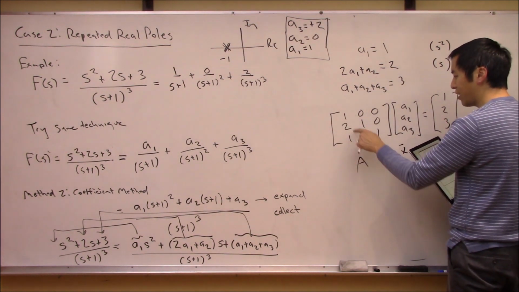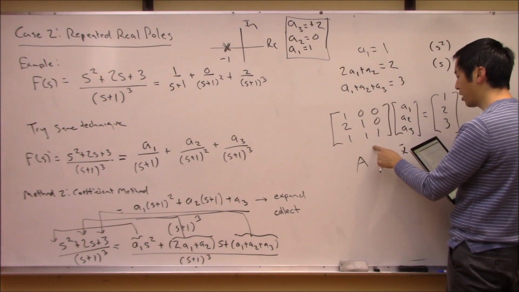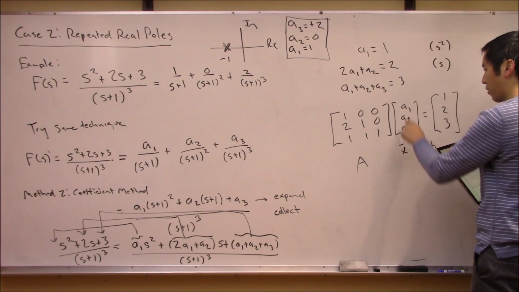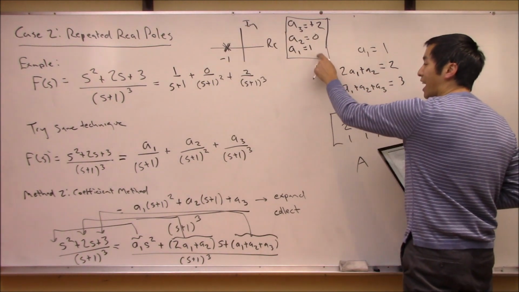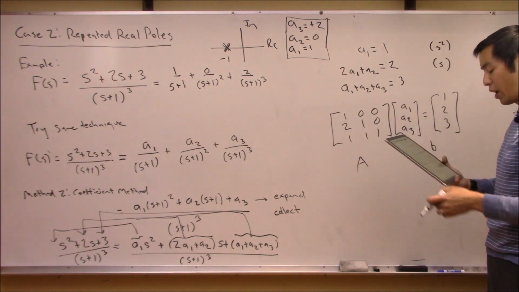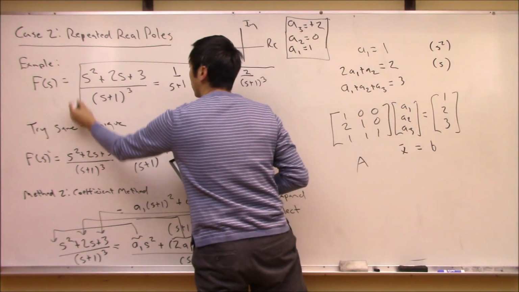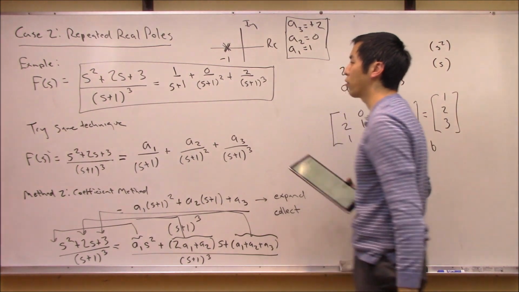This A is not singular here. Every single row is linearly independent. So you run this through your inverse, or whatever you want to do, to solve for A1, A2, and A3. You get exactly this result. So here's another way to go about it. And therefore, we have found the partial fraction expansion for this case of having repeated real poles.